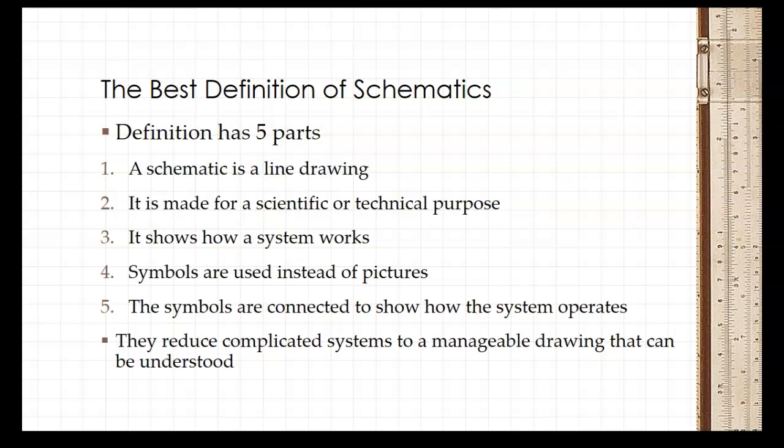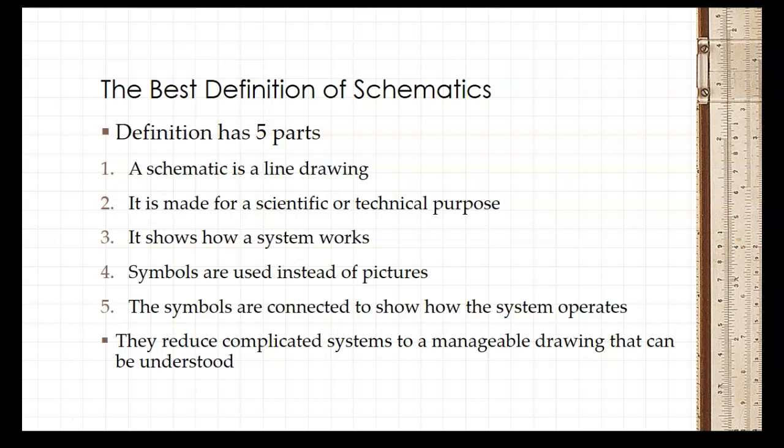Symbols used instead of pictures. Why? Because we want to take up as little space as possible, because we need as much on here as we can. The bigger you put something on a piece of paper, the more space it takes up. The more space it takes up, the more paper you're going to have to use, and the bigger the blueprint. Okay? The symbols are connected to show how the system operates. Okay?